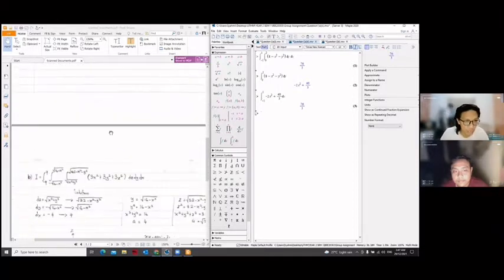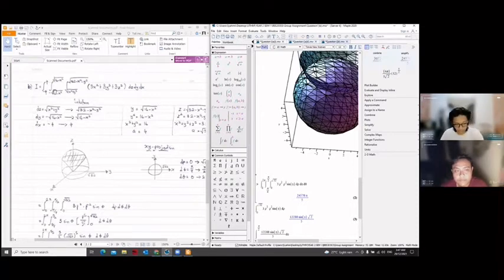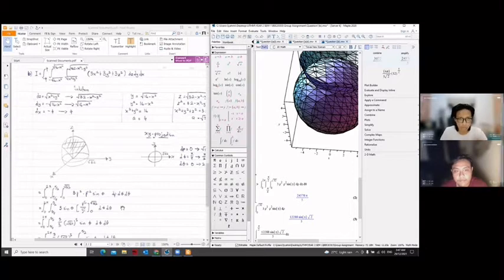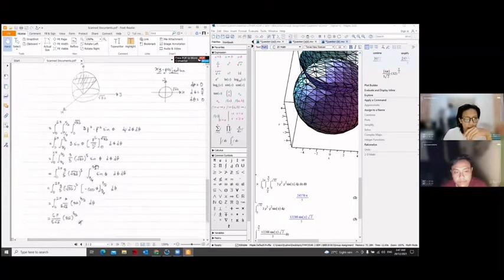For the last question for me, 1B is a triple integral using spherical coordinates. First, we need to convert to spherical coordinates. So we got rho, phi, and theta, and we got it like this. Then we triple integrate using the formula, and step by step we get the answer like this.